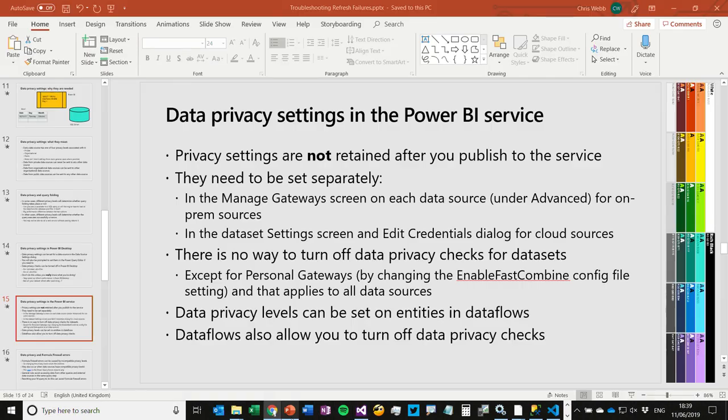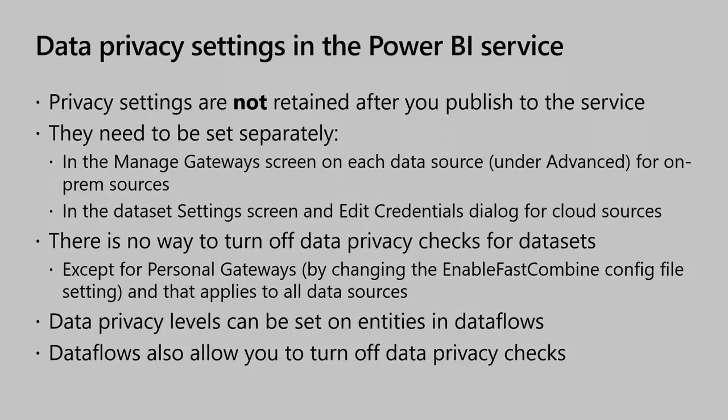It isn't possible really to turn off data privacy checks for a data set, but if you're using a personal gateway, it turns out there is a config file setting that will turn off data privacy checks for a personal gateway. I am told that the same config file setting works for an enterprise gateway, but I absolutely cannot recommend that you do that.